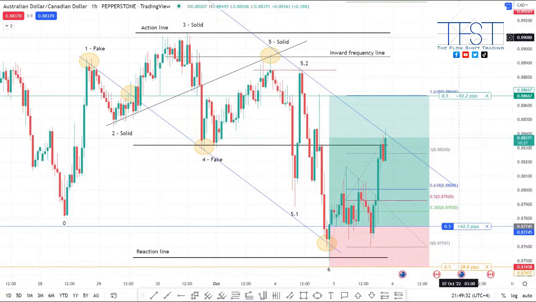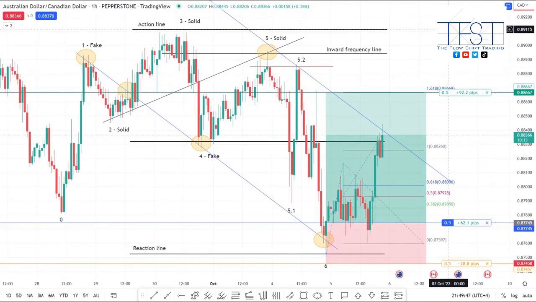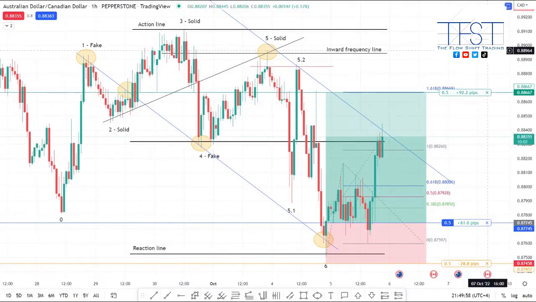Alright, live chart analysis tayo kay Australian dollar versus Canadian dollar. 1 hour chart ng Pepperstone sa TradingView platform. Alright, okay, so here we have simple lines. Basically, simple and meaningful lines. Again, this is all Newtonian lines. So ang beta dito is ang ating Newtonian lines, alright? Or ang ating Newtonian trading strategy.